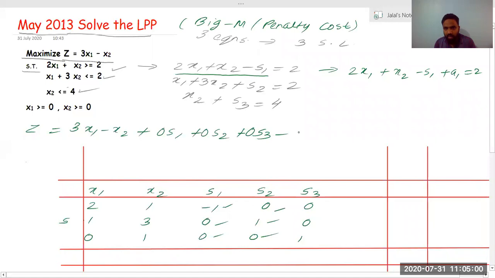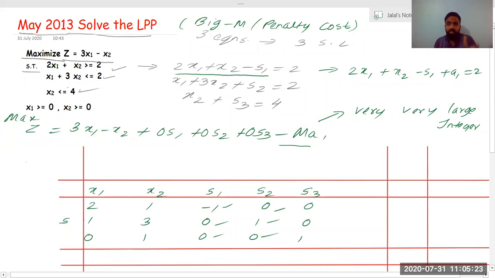So we have to add a huge penalty into our objective function, and our objective function is to maximize. So we have entered a huge penalty, which is minus M, where M is a very, very large integer. If it is there in the solution, it will make the solution infeasible, and it will make it not possible to extract any profit from it. So minus M a1 we have added.